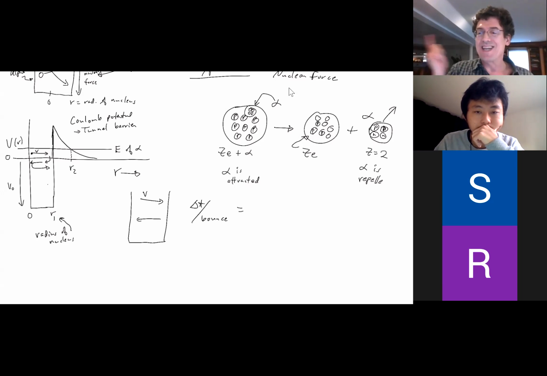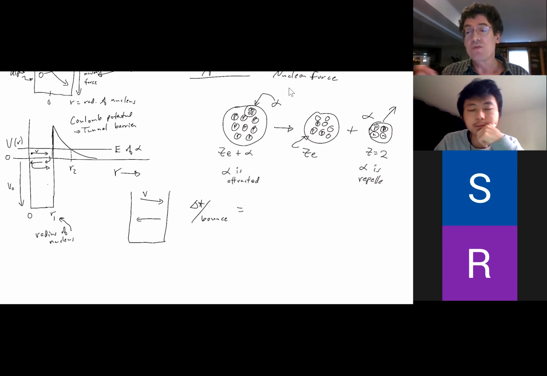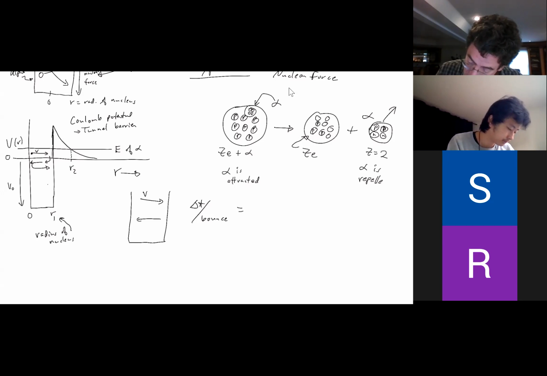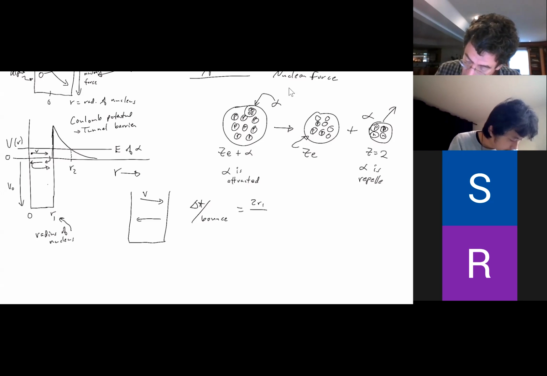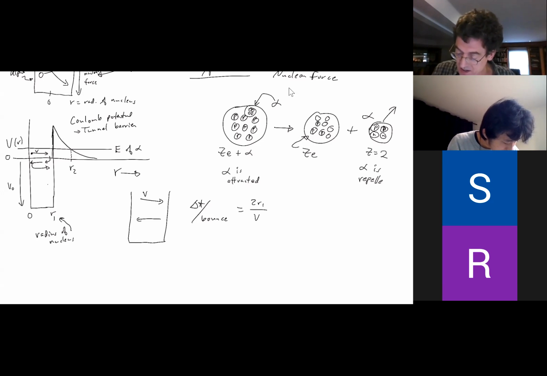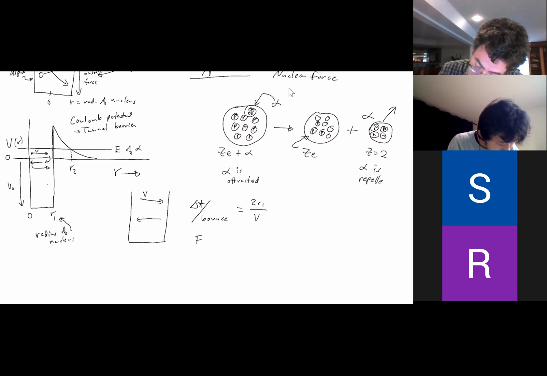Let's say that the alpha particle is bouncing around inside the nucleus with some velocity v. What is the time between bounces? How often does it hit the side of the confining potential, that Coulomb potential? Tell me. R over V. That's exactly right. But let's call it 2R1 over V. Exactly. The distance, which is twice the radius, the diameter, divided by the velocity.